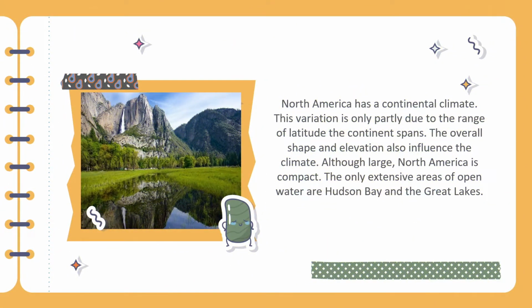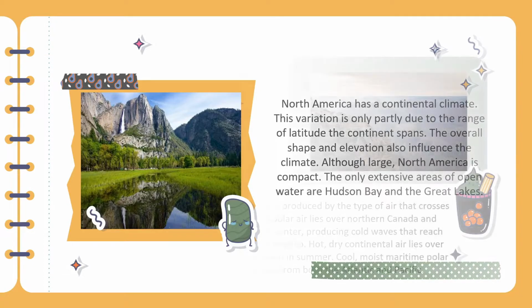And the next one is we're gonna explain about the climate of North America. On the previous slide, we already explained about geographical structure, which is very impactful to the climate of one specific area. North America has a continental climate. This variation is only partly due to the range of latitude the continent spans. The overall shape and elevation also influence the climate. Although large, North America is very compact. The only extensive areas of open water are Hudson Bay and the Great Lakes.